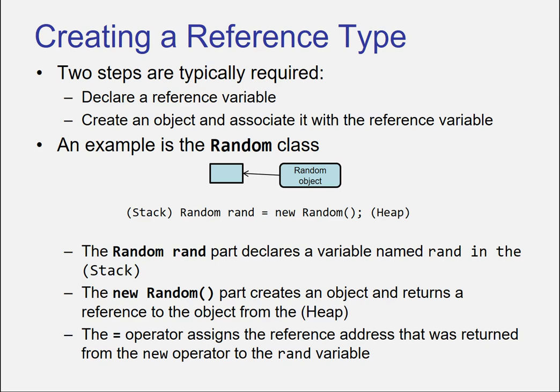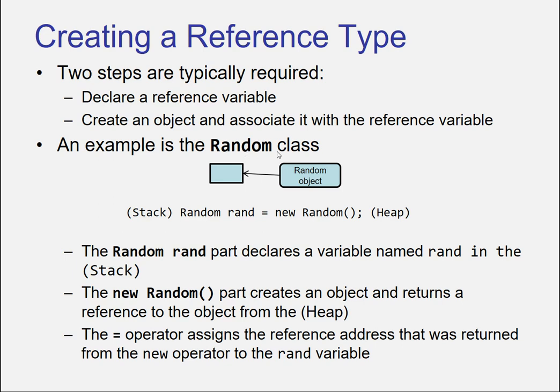Alright, welcome back to Chapter 7, video number 2. We're going to carry on talking about creating a reference type. There are two key steps typically required. You need to declare the reference variable, and then you need to create an object and associate it with the reference variable itself.